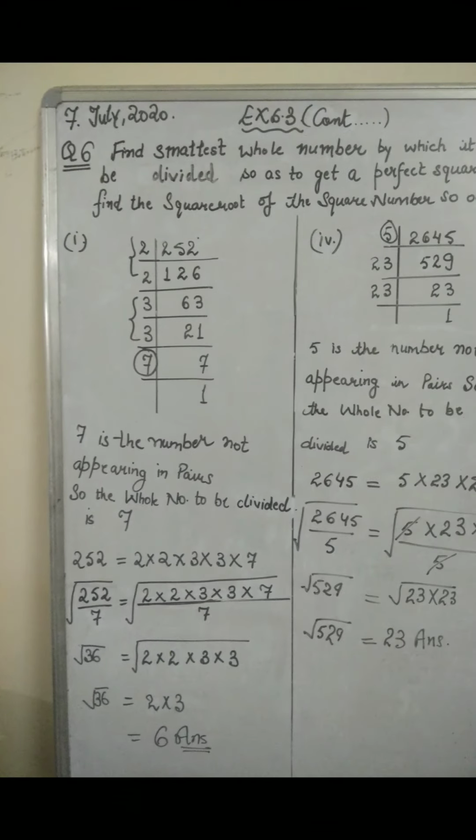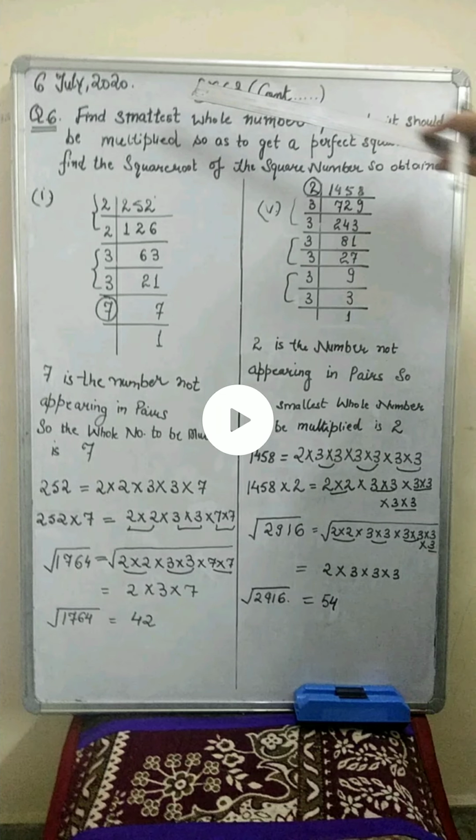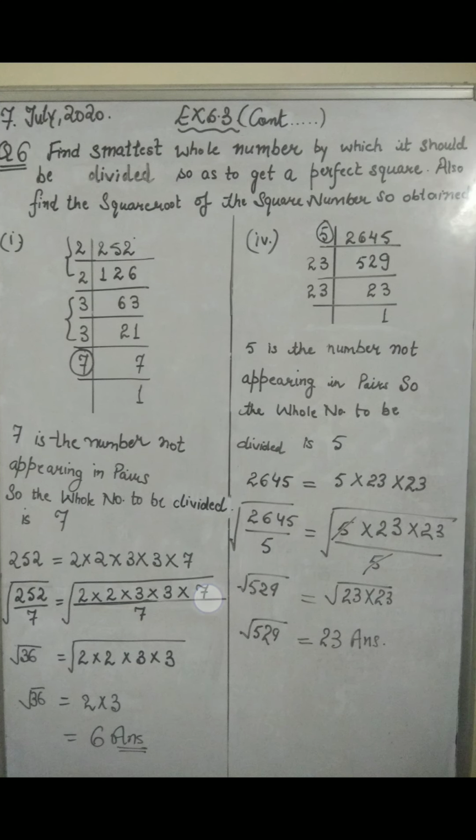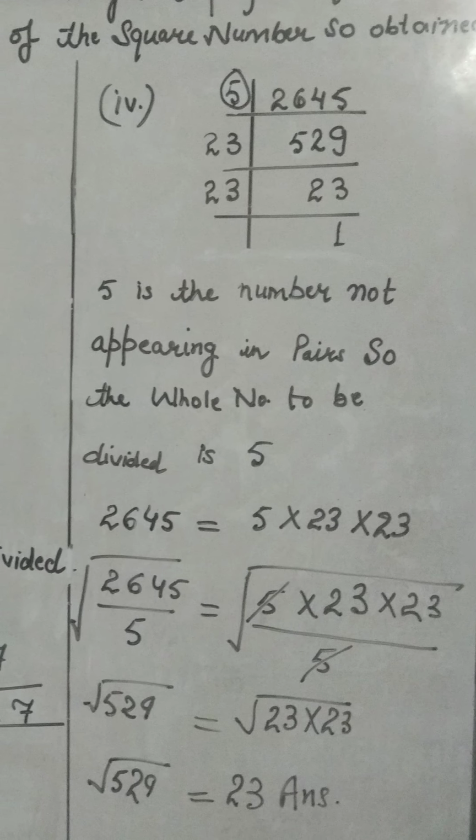This is the second part, and the first part is to find the smallest number. So the smallest whole number to be divided is 7, and the square root of the number obtained is 6. Now let us do the fourth part.